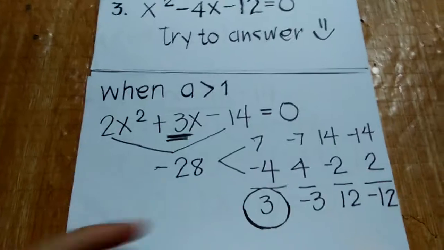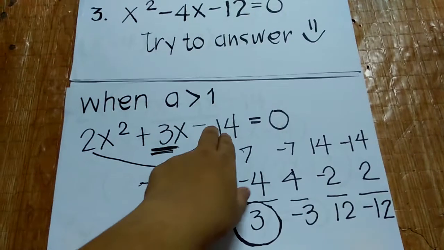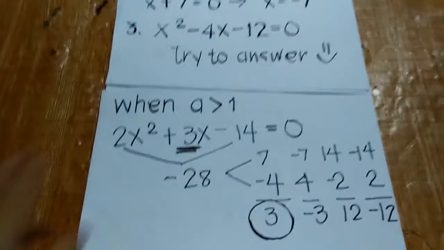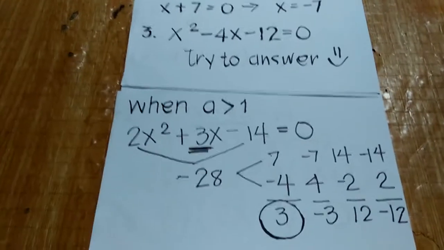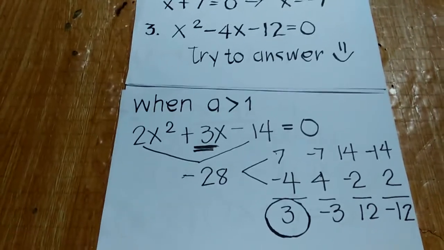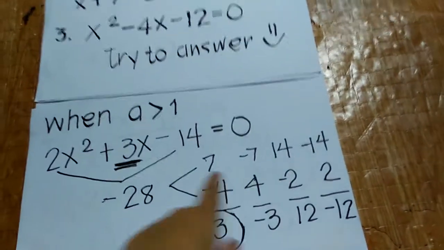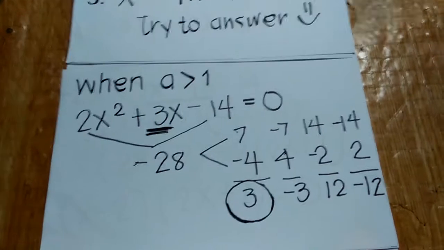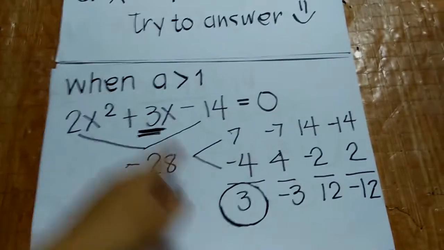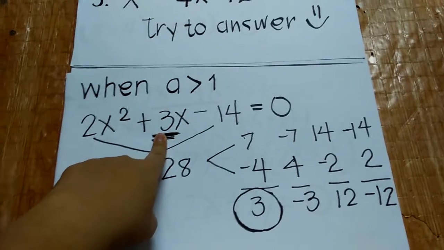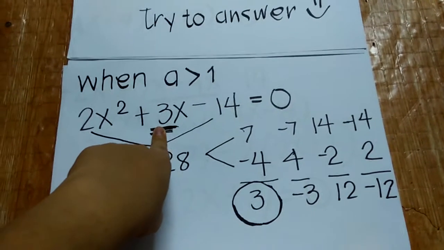Times natin muna siya. So, 2 times negative 14, negative 28. So, yung product ng A at saka C, yun yung ifa-factor natin. So, ano yung factor ng negative 28? Ayan na, sinulat ko na siya. Pagkatapos, sa dami ng factors na yan, ang pipiliin pa rin natin yung nasa gitna. Yung middle term. Yung pag pinag-add natin, ang sagot ay yung nasa gitna o yung middle term.